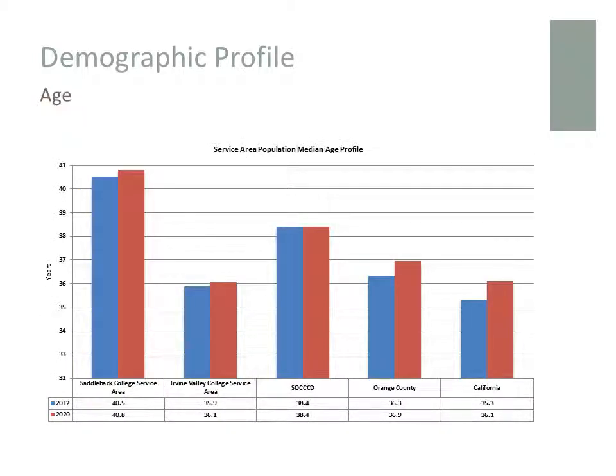Age. The Saddleback College service area averaging over 40 years of age. The Irvine Valley College service area about 36. Seems like a small difference, only 4.6 years, but this is actually a very significant difference between these two areas. In the plan itself, there's a much more detailed breakdown of each age segment within the service areas and how they're forecast to grow.